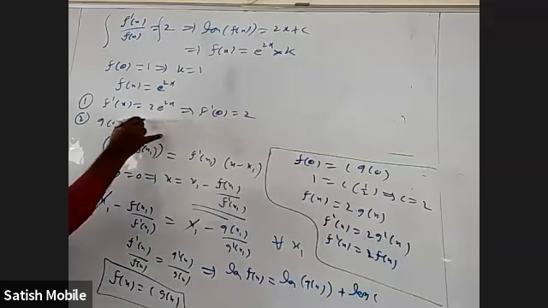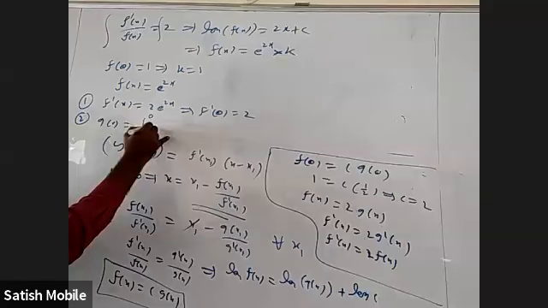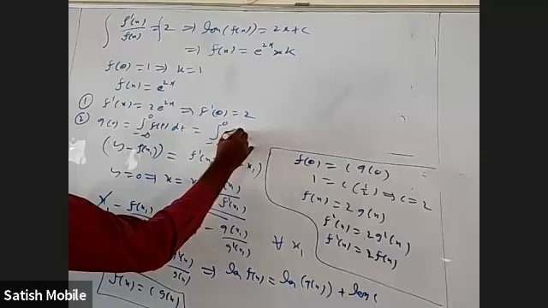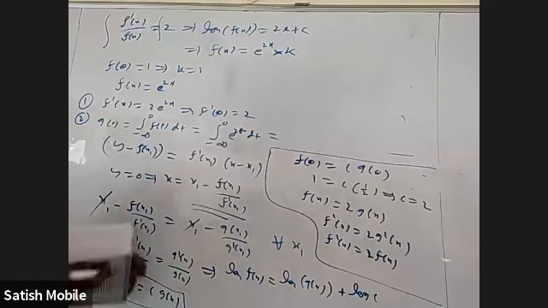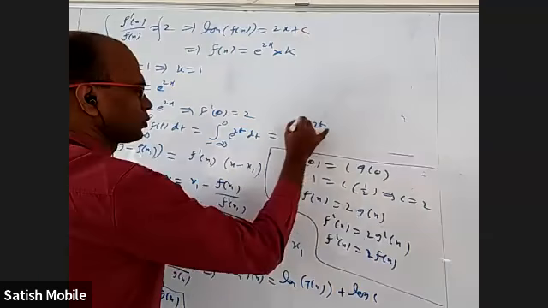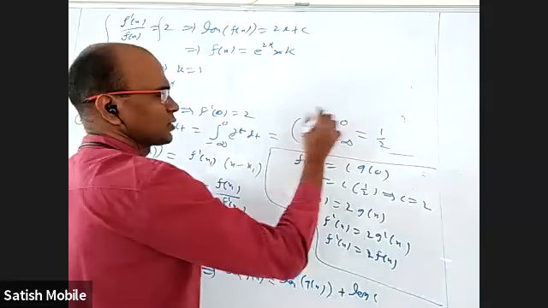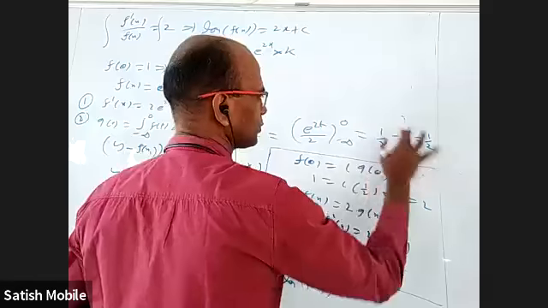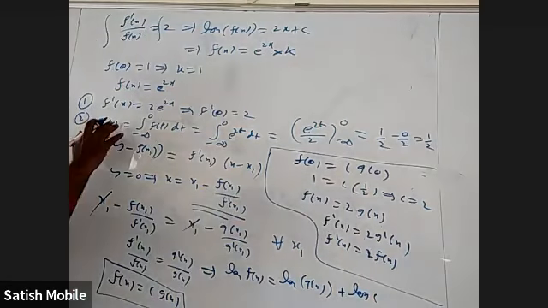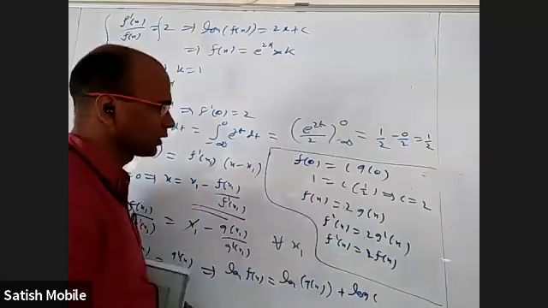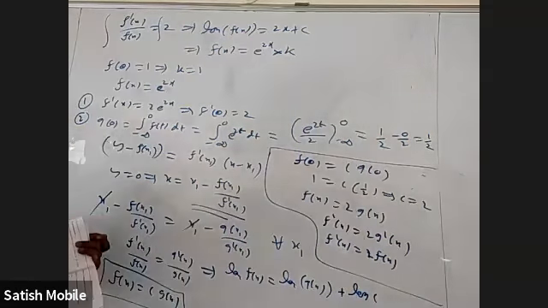Then they want g of 0. g of 0 means the integral from minus infinity to 0 of f of t dt, which is the integral from minus infinity to 0 of e power 2t dt. The integral of e power 2t is e power 2t by 2, from minus infinity to 0. When you put 0, you'll get 1 by 2. When you put minus infinity, the limit is 0. So you get 1 by 2. You don't have to do this much. They gave g of 0 in the question, so why should I find it?